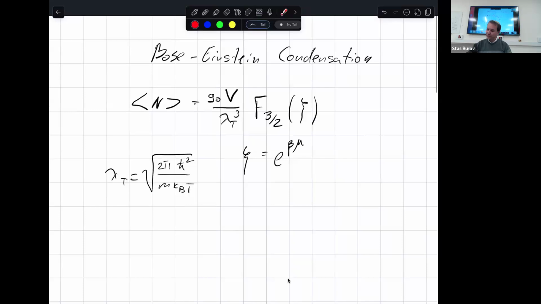If beforehand mu and T were the parameters of the system that were controlled by us, this is how we applied the generalized grand canonical ensemble. What we actually want to control is the number of particles and temperature. Okay, so instead of doing this, what we are doing is we're controlling the number of particles and T.